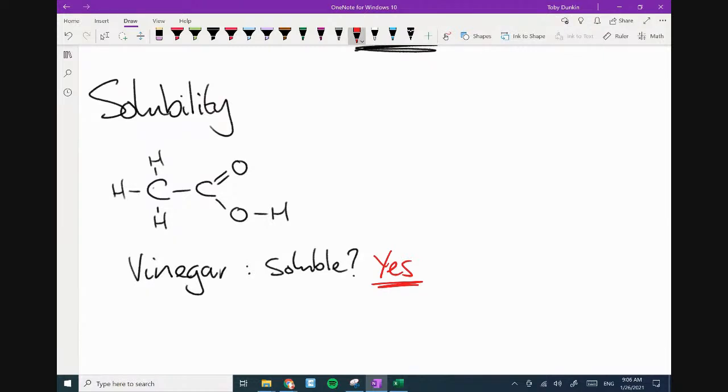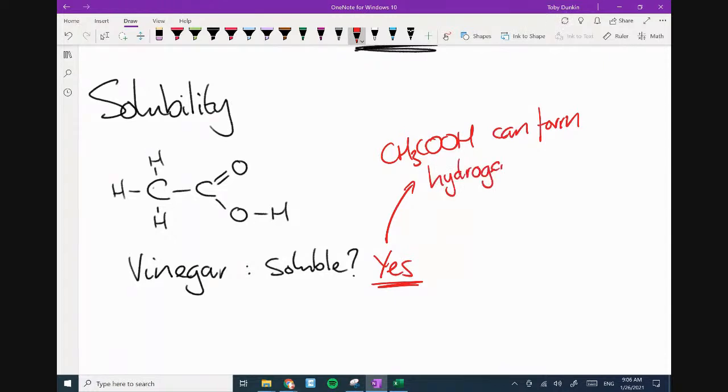So the next question is, why is it soluble? We know this question. Add it into our notes. Ethanoic acid, CH3COOH, let's keep it easy for myself, can form hydrogen bonds to water molecules. This kind of makes sense.